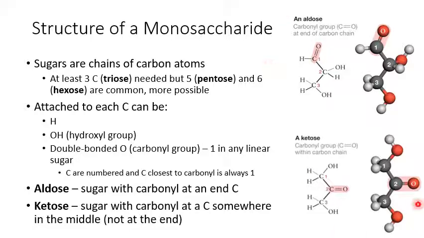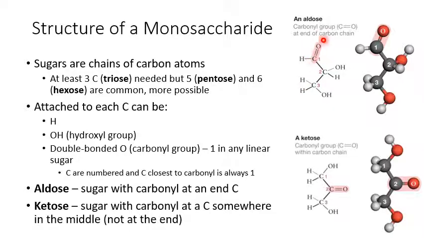So you've got a couple examples of sugar molecules over here. These are really simple sugars. You can see they only have 3 carbons. So these are both trioses, and they're the simplest type of sugar that you can have. If you have one less carbon than this, then it's not a sugar anymore.